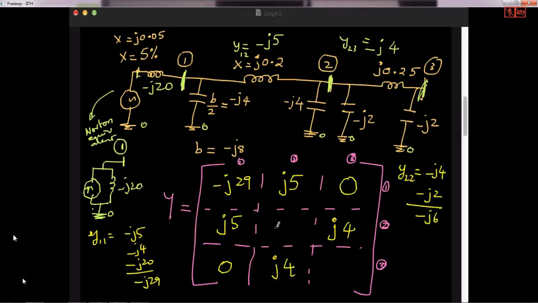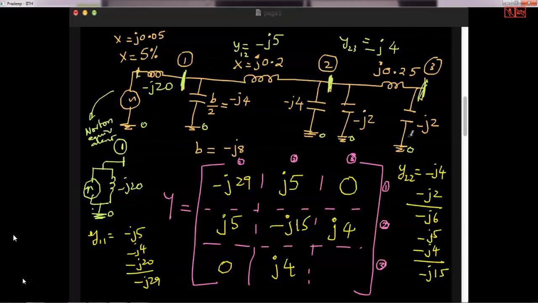So this minus J6 plus, of course, you have to reverse the sign, and then 5 plus 4 is also there. So that is the sum of the row. So 5 plus 4 is 9. So minus J5 minus J4. So all together will become minus J15. So that minus J15 will come here. Now similarly here, the total sum is 4, and here minus J2 is there, so it will become minus J6.